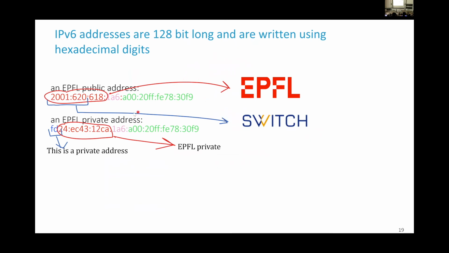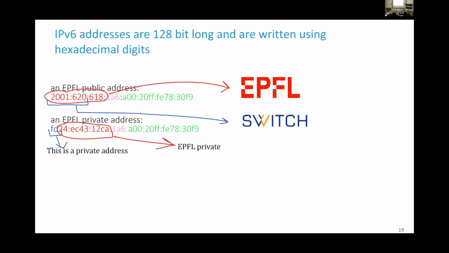IPv6 addresses are using hexadecimal digits. Because they are very long now, they are much more structured. For example, we see that an IPv6 address of EPFL starts with a prefix that is the prefix of SWITCH, which was not true for IPv4. IPv4 addresses of EPFL are 128.178. IPv4 addresses of ETH are 129.132, I believe. So they don't overlap.